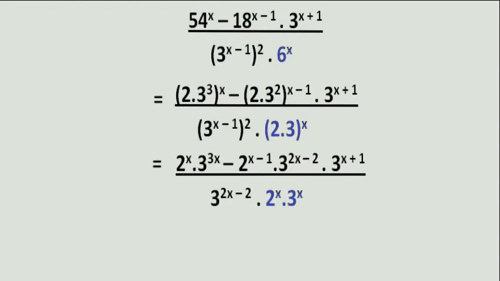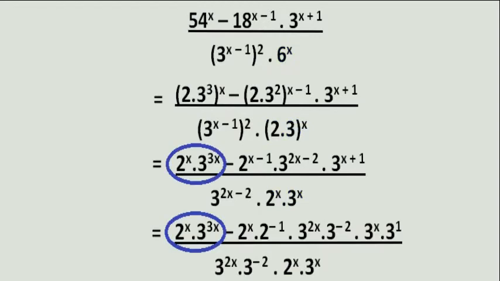The next thing to do is to break up exponents so that each term is expressed in terms of single exponents. 2 to the x and 3 to the 3x are already single exponents, so we start by breaking up 2 to the x minus 1 into 2 to the x times 2 to the minus 1. Similarly, 3 to the 2x minus 2 is written as 3 to the 2x times 3 to the minus 2. 3 to the x plus 1 is written as 3 to the x times 3 to the 1. And 2 to the x and 3 to the x are already single exponents, so we leave them as they are.